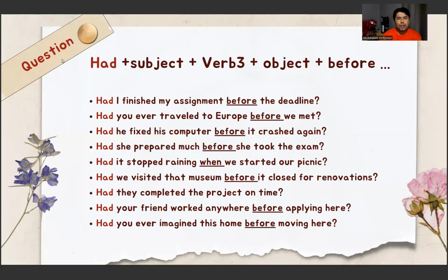In question form, as usual, we put the helping verb first, before the subject. Had plus subject plus verb 3 plus object plus before. For example, had I finished my assignment before the deadline? Had you ever traveled to Europe before we met? Had he fixed his computer before it crashed again? Had she prepared much before she took the exam?